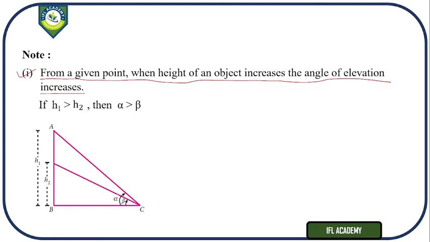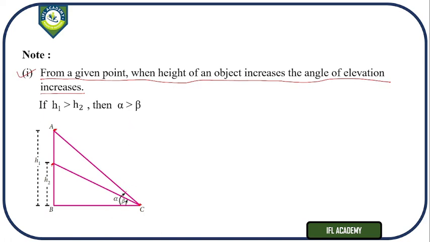Means what? Suppose this is the given point C, and firstly the object is at height h2. Here the object is. When the height of the object is increased, now the height of the object is h1. Now the object is at this point A. So the angle of elevation of the object will also increase from the same point C. Firstly, the angle of elevation was alpha. Now it has increased to angle of elevation beta.